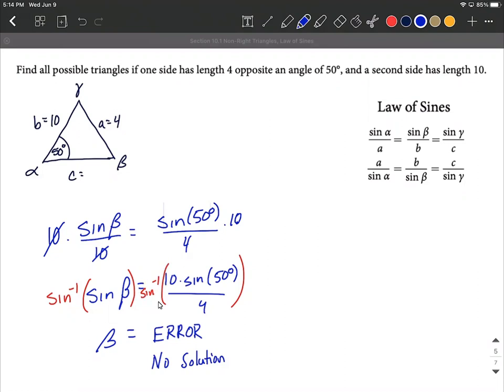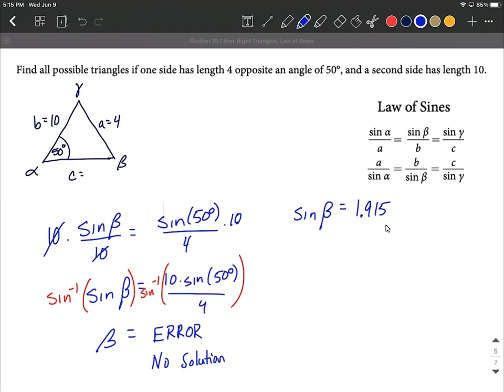Well, if you ignore the sine inverse on the outside here, let's go back to when we just had sine of beta equals what's on the inside here, the 10 times sine of 50 degrees, all divided by 4. If I were to just put that part in my calculator, I would get 1.915... That keeps going. So it's back before I applied the sine inverse. Well, when can we plug in some angle into the sine function and it's going to output a 1.9? Well, that's never going to happen.